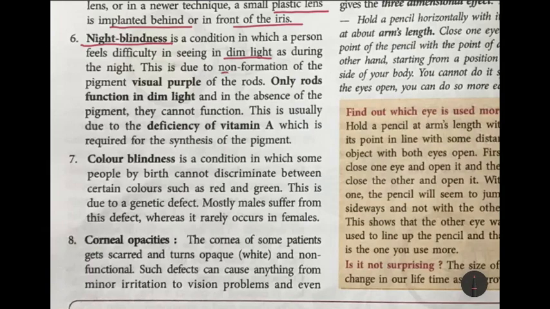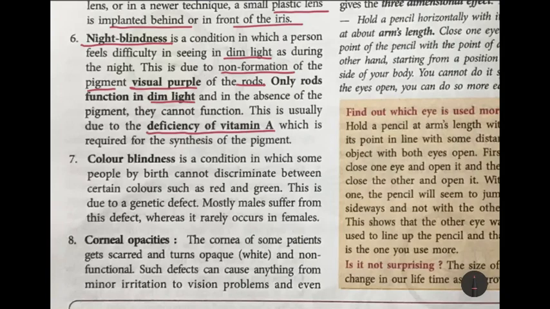This is due to the non-formation of the pigment visual purple. You know, the rods form a pigment which is known as visual purple. Okay, and you know that it is only the rods which function in dim light. The cones do not work at night. So when the rods cannot form the visual purple, they cannot function. And this deficiency, children, is due to deficiency of vitamin A.